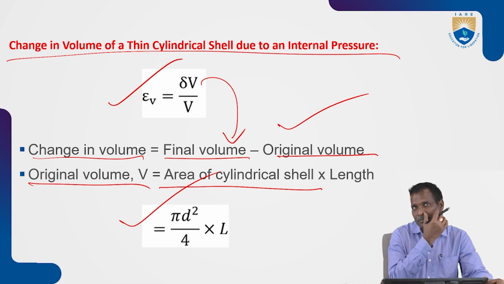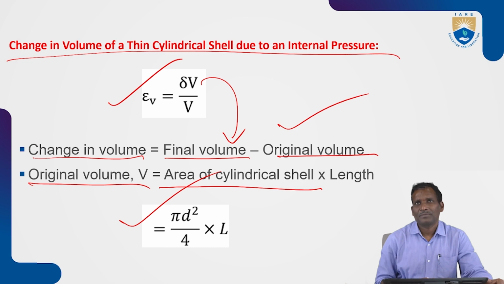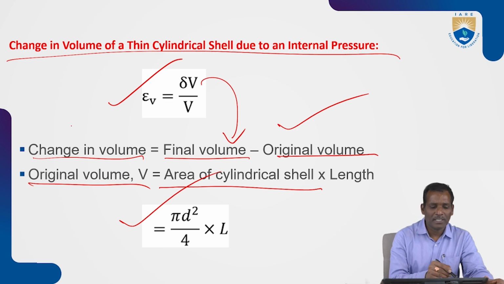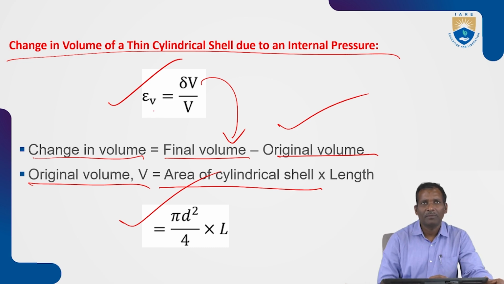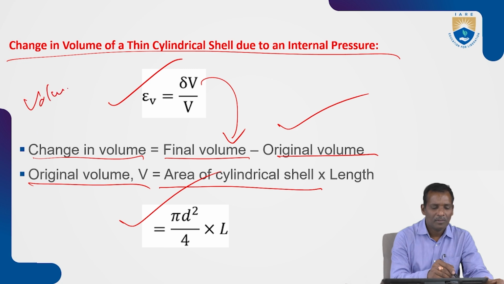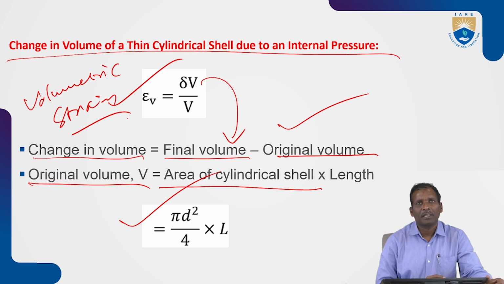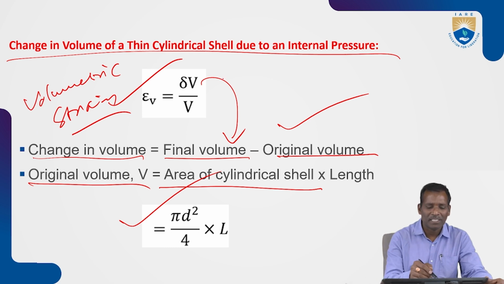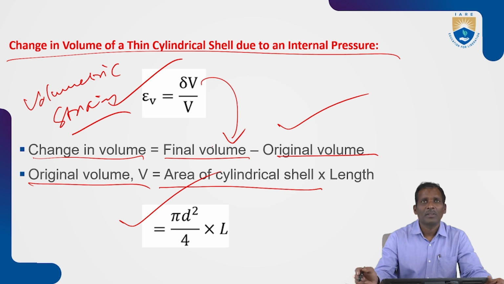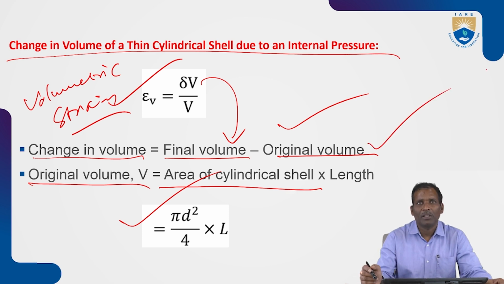So in change in volume, delta V, this is volumetric strain. What is volumetric strain? You have to write the equation delta V by V. But what is delta V? Again, you have to write that the change in volume is equal to the final volume minus the original volume. So what is the original volume? You must write this equation.